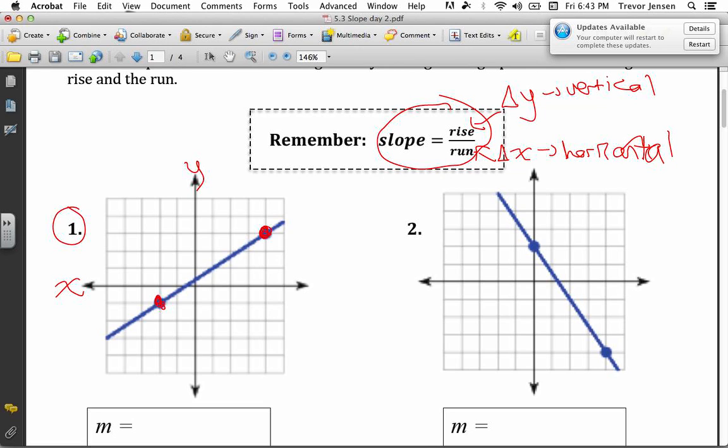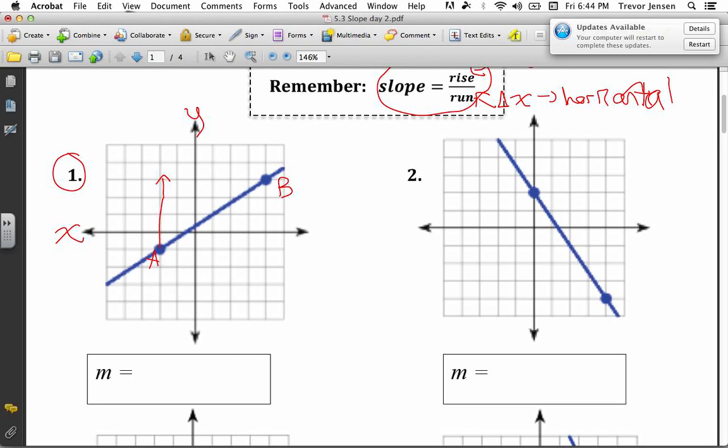So to get from one point to the other, I need to figure out what the rise and the run is. So what's my rise? What's the vertical distance between these 2 points? Well, I have to go up. I have to rise 1, 2, 3, 4 units to get from point A, I'll call this point A, to point B. It has a vertical distance between these 2 points of 4 units. And I'm going from A to B, I have to go up 4 units. Okay, so that means my rise is 4.